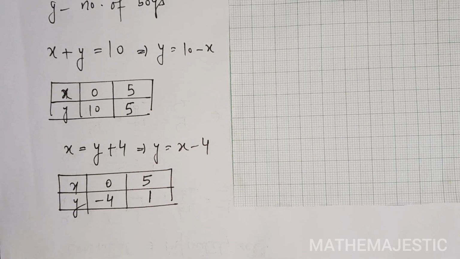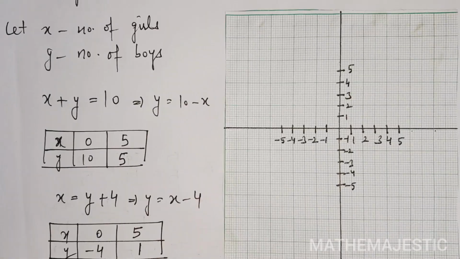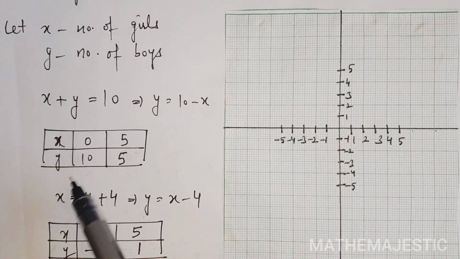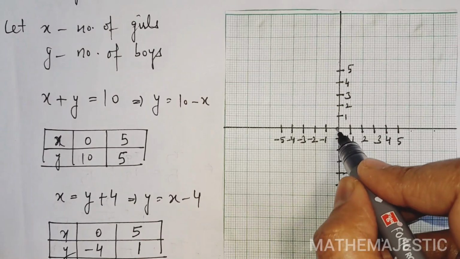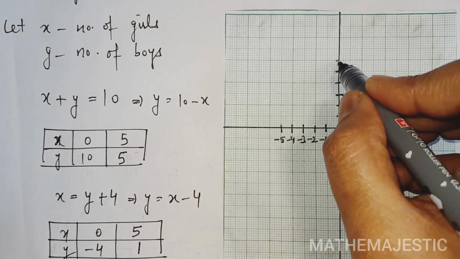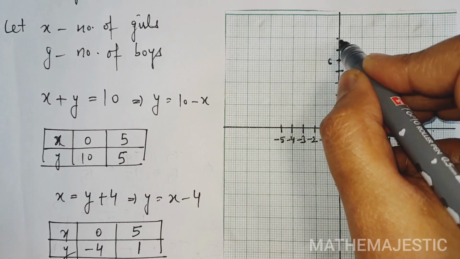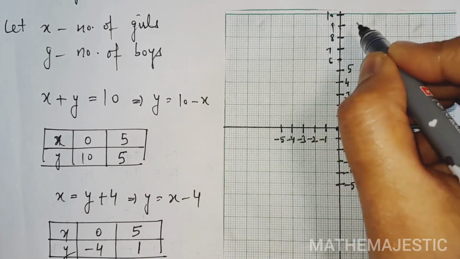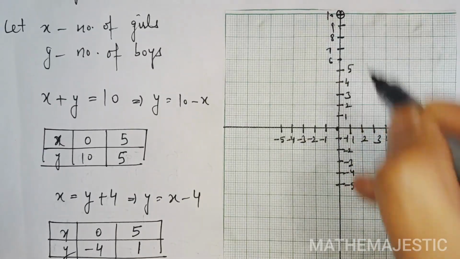So now we will make the graph out of this. First, we got the table. If x is 0, then y will be 10. So this is the point where x is 0 and y is 10. We will plot the points up to 10: 6, 7, 8, 9, 10. This will be 10 here. So if x is 0, y is 10, this will be the point.